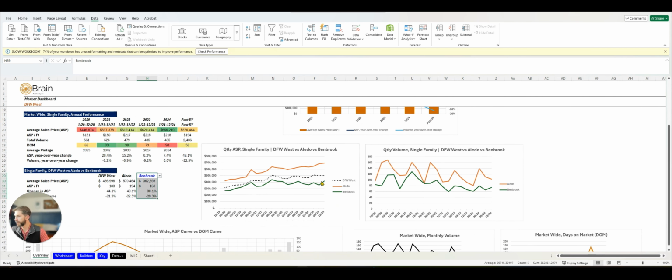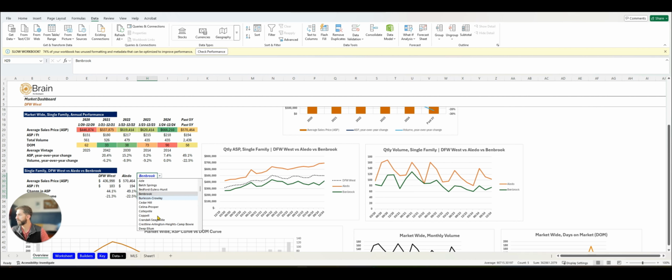Benbrook, not as much. It still went up from below 300,000 to beyond 400,000 over the 5-year period. And these are generally laid out quarterly. This is quarterly volume. So you can see Aledo is surpassing Benbrook in both volume and average sales price. DFW regionally is also represented here in the middle. So that's kind of the average growth in DFW West.